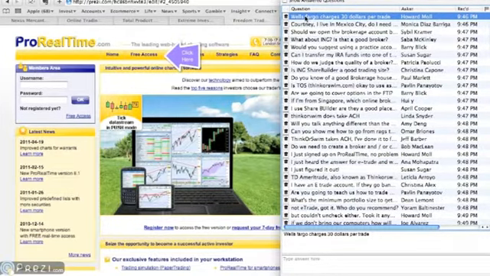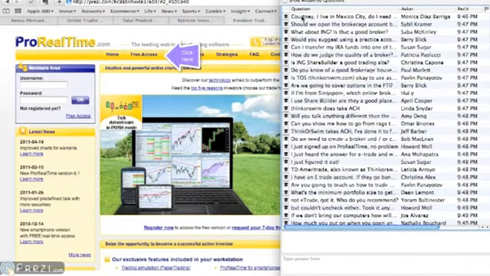Okay, somebody's coming back and answering the question. Wells Fargo charges $30 per trade. So guess what? I do not recommend using Wells Fargo.